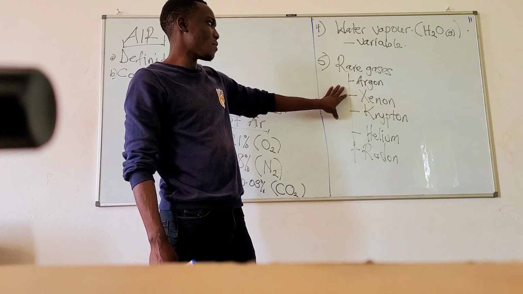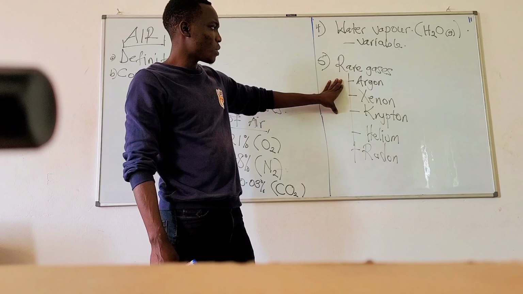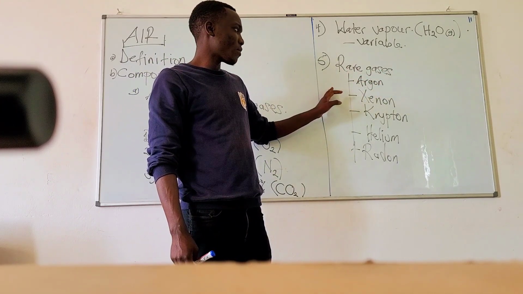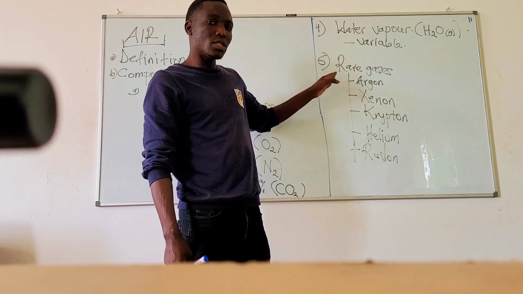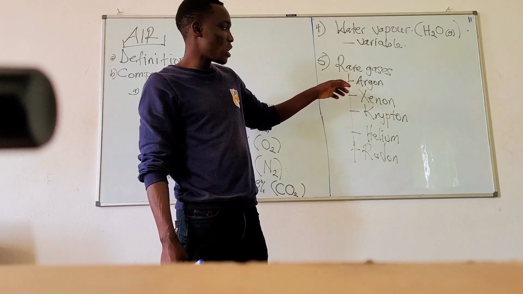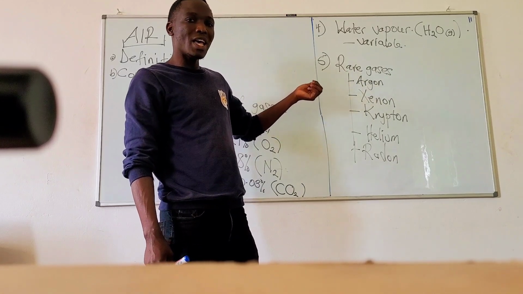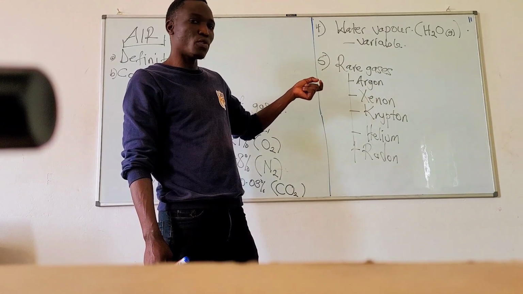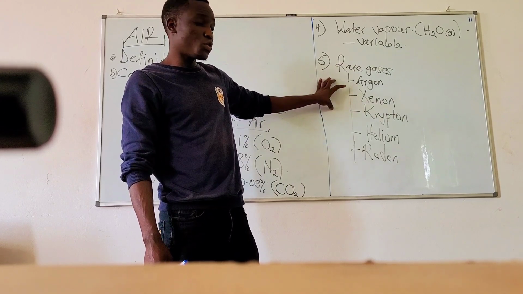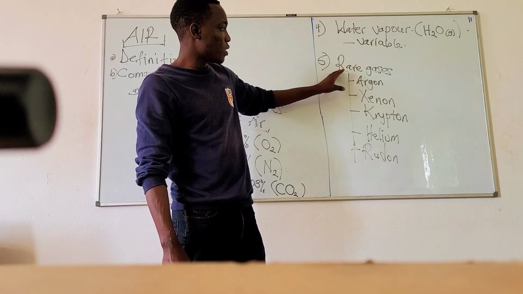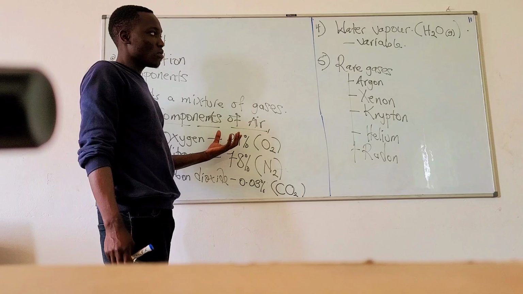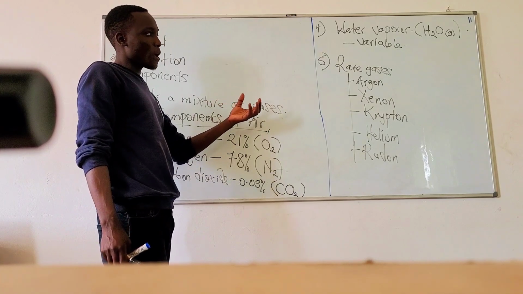These are the main rare gases that we are going to talk about this time. They are said to be rare gases because, first of all, they are not easily found everywhere, and their percentage in the air is very, very small, 0.097%. So their composition is very small. That's why we take them to be rare gases. Since these other gases take a bigger percentage, they are the main major components of air.